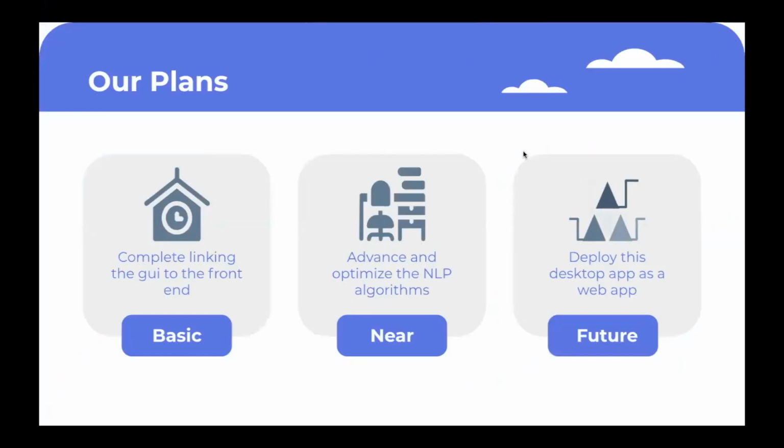So our plans include completely linking the GUI to the front end. We would say that is our most pressing issue, as we need to completely link it for a smooth process for the user. An issue that we need to solve later, in our near future, is to advance and optimize the NLP algorithm so you hopefully don't have to see the loading screen at all. And in the end, we plan to deploy this currently desktop app as a web app so it can reach more people.